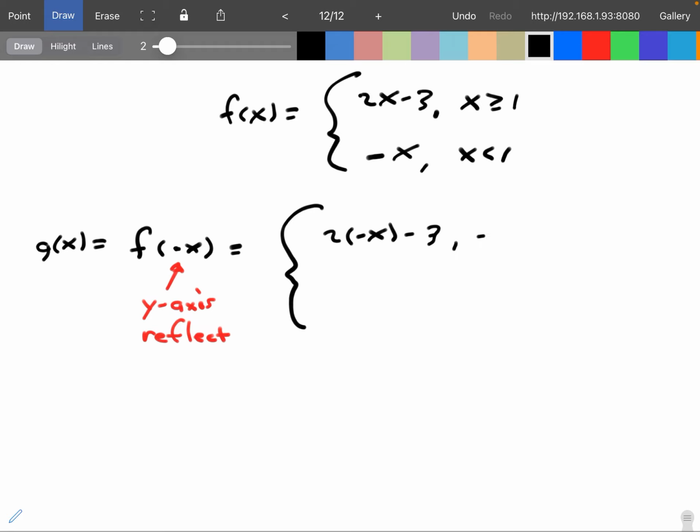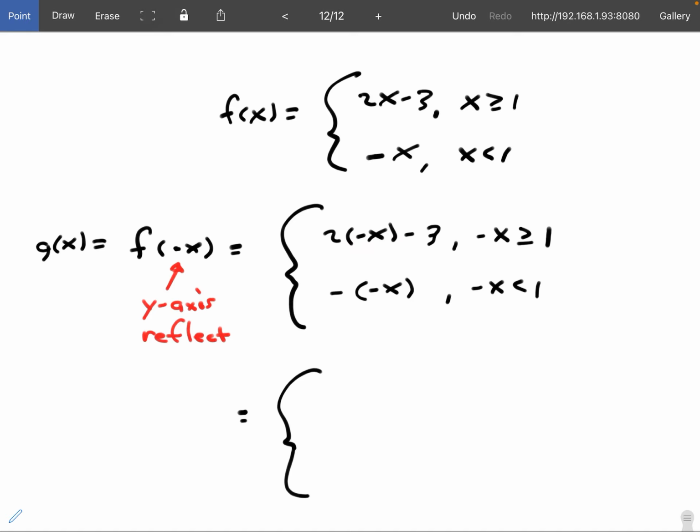Okay, so let's replace all those x's with negative x's. So our function is going to look like 2 times negative x minus 3. And then we've got to plug in a negative x into that domain. And then we're going to have the negative of negative x. And then we're going to plug negative x into that domain also. So it looks like that.